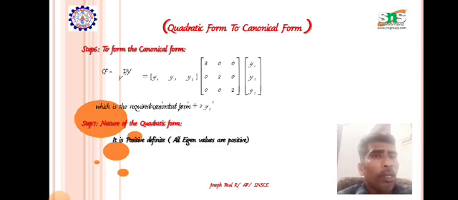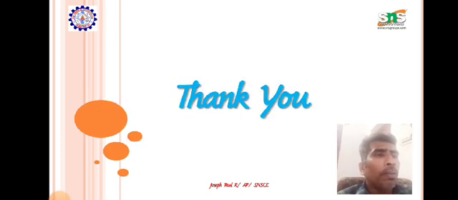Now we convert into canonical form by taking the formula Y transpose D Y. So we have the quadratic form 8, 2, 2. All three eigenvalues are positive, so its nature is positive. Similarly, we can find this for many problems on quadratic form to canonical form. Thank you.